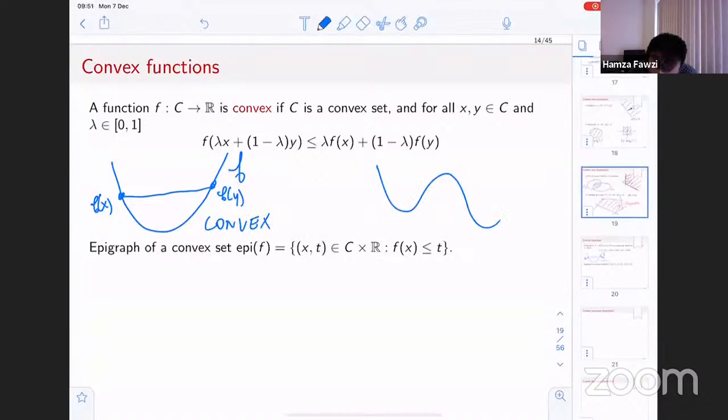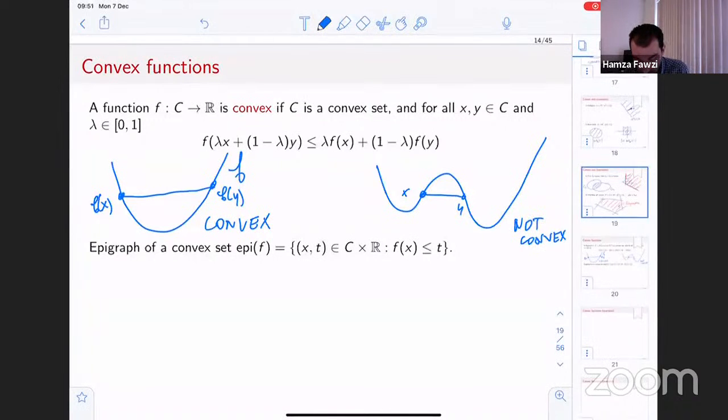And a function that looks like this is not convex, because for example, if you take this point x and this point y, and you draw the line segment between the two, this will be below the curve.